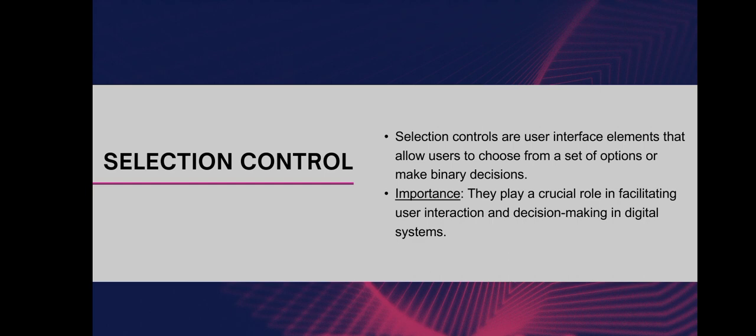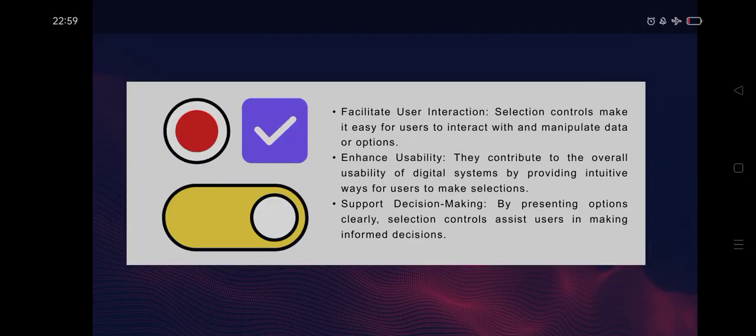The importance of selection control is it superficially helps in decision making, like which option I have to choose or whether I need this or that can be decided easily. So, here these images definitely give you the idea of what I'm talking about. Actually, we are using it in our daily life without knowing how much it is making our lives easy.